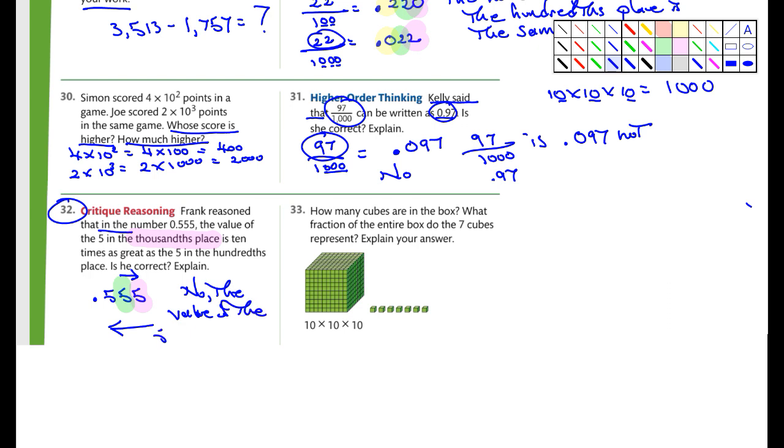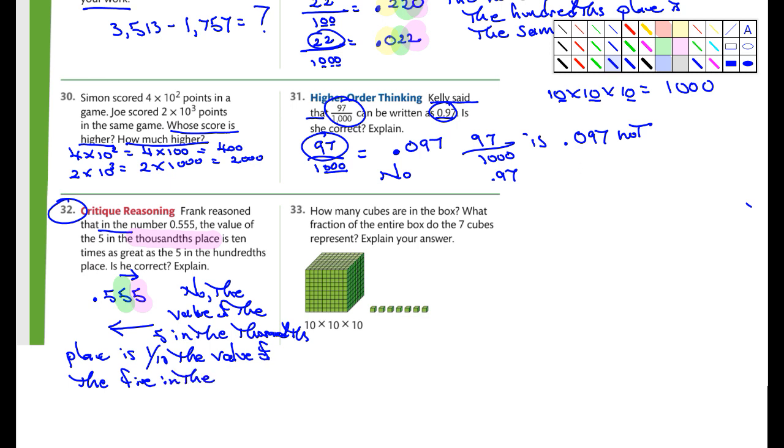So the answer is no, comma, the value of the 5 in the thousandths place is 1/10 the value of the 5 in the hundredths place. They don't give you much room to answer these questions, do they? I mean, you have no room to write all that. Oh my gosh. All right.